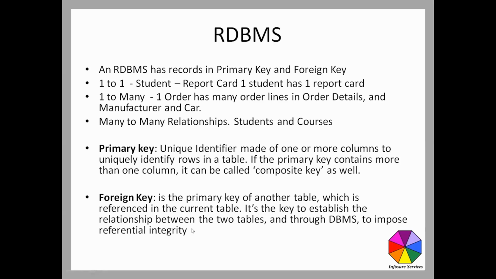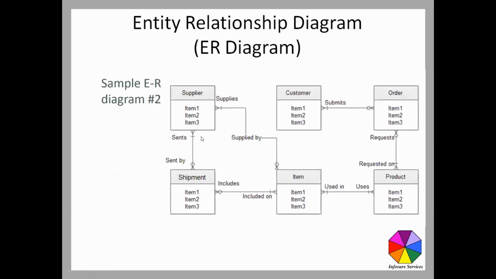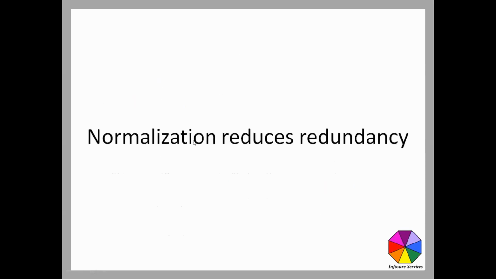So this is called referential integrity constraint. Database schema is a collection of tables. This could be a schema, but here what we are seeing is an entity relationship diagram. We saw one-to-many relationship, many-to-many relationship. The normalization.